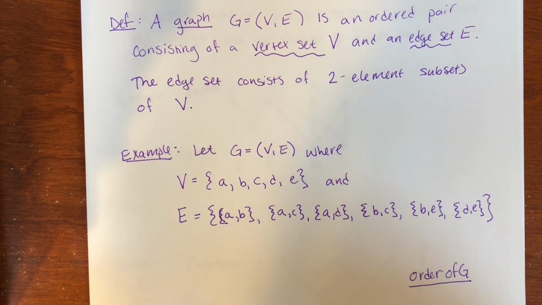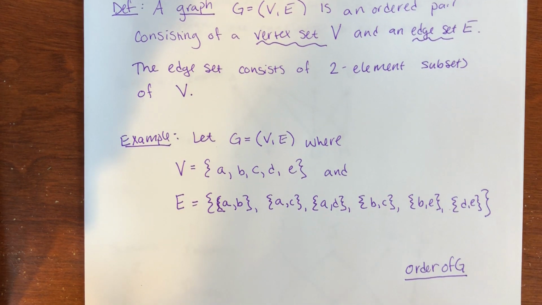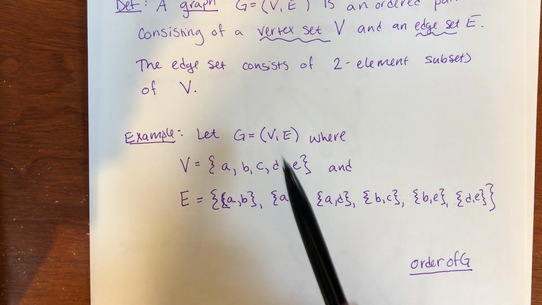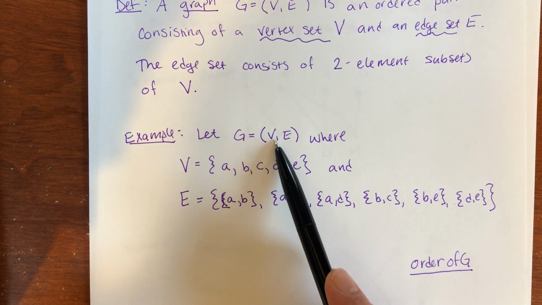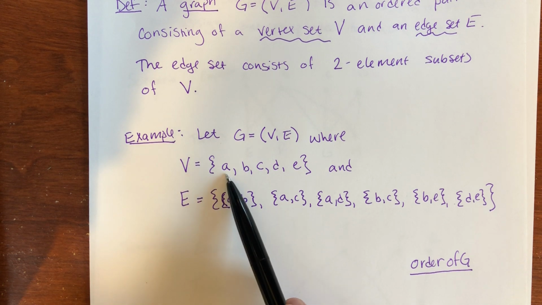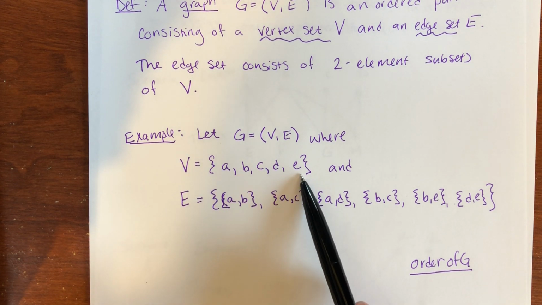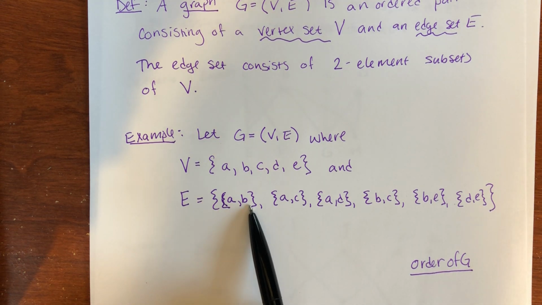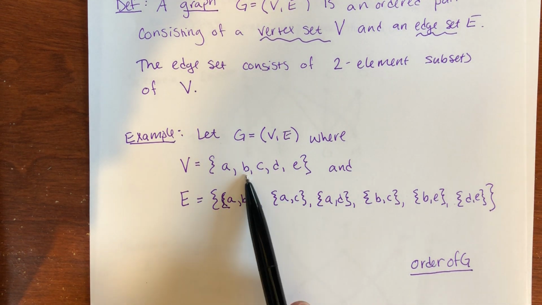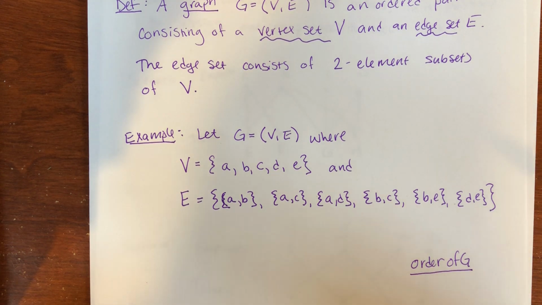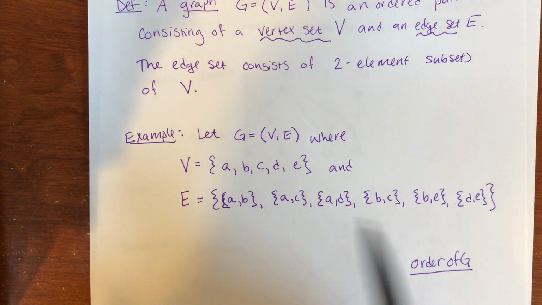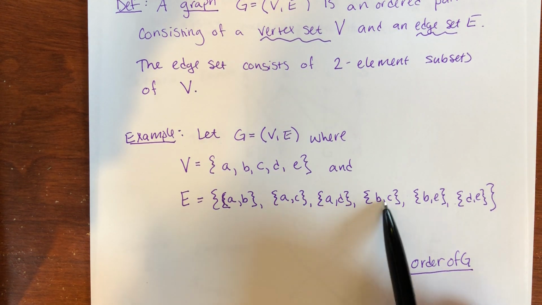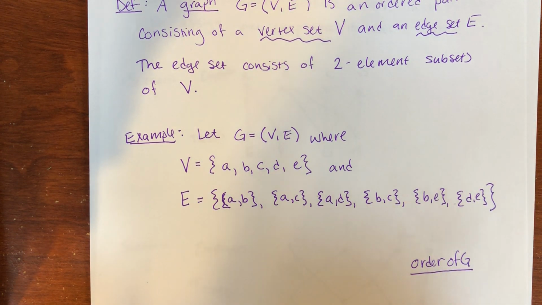So this seems like a pretty abstract definition. Let's try to think about what it really means. I'm going to give you an example here and say that the graph G is consisting of the vertex set V, which has elements A, B, C, D, and little e in it, and the edge set E, and that edge set needs to consist of 2 element subsets of the vertex set. It doesn't need to be all 2 element subsets, it just needs to be some of them. So for example, we have AB, we have AC, AD, BC, BE, and DE.